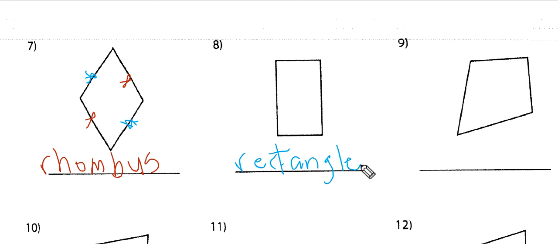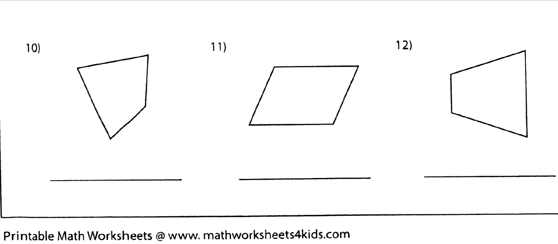And then number 9 is a quadrilateral. So 10 is a quadrilateral. That's it. It doesn't have any sides that are the same length. It doesn't have any pairs that are parallel to each other. So it's just the shape that has 4 sides. Kind of boring, don't you think?